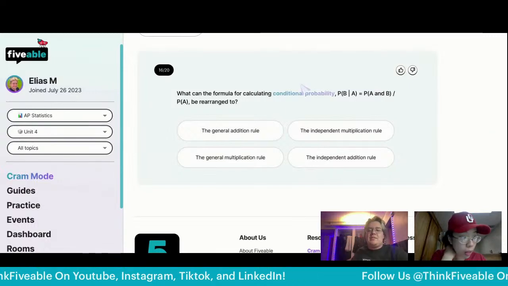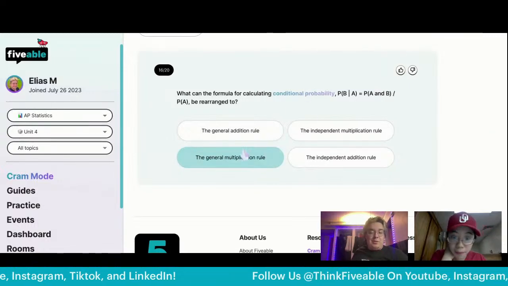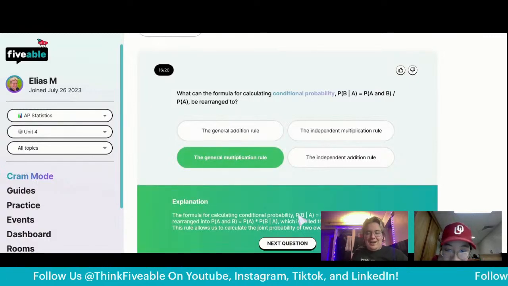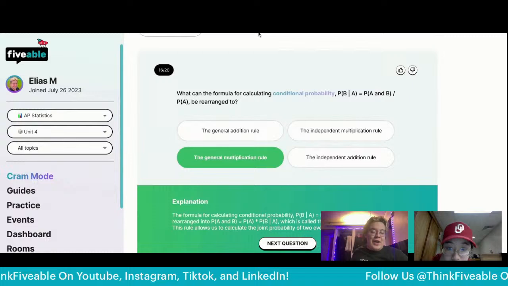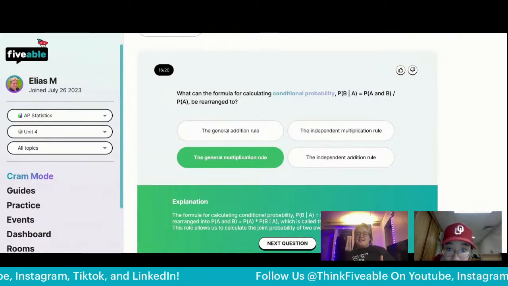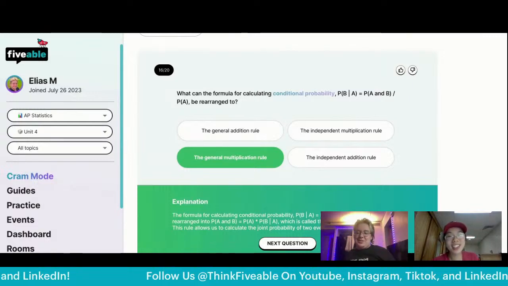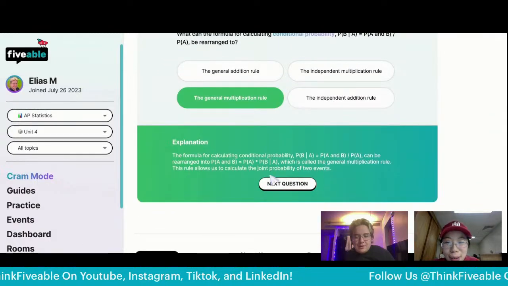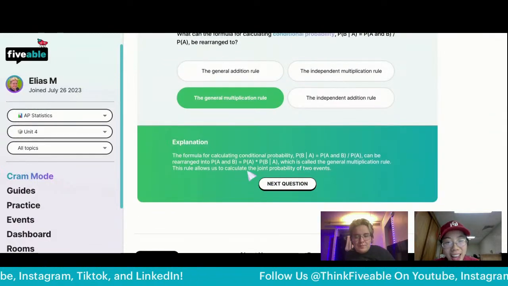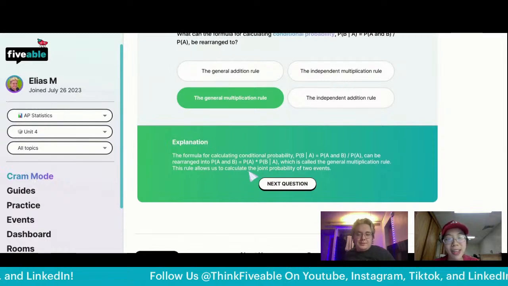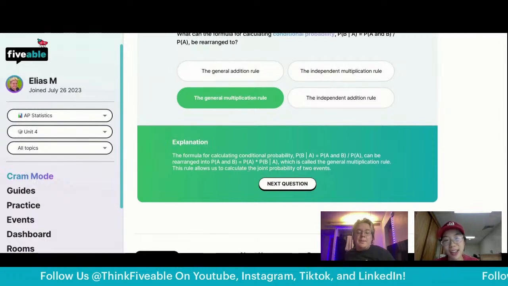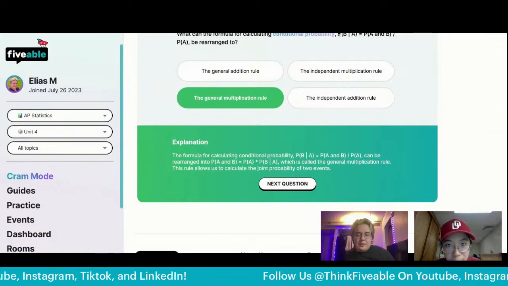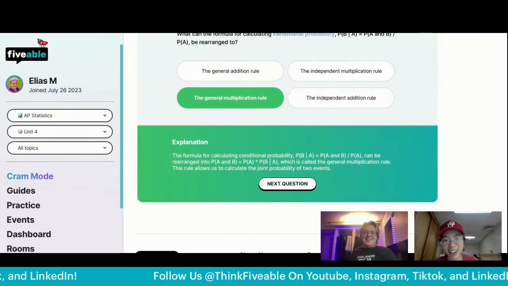Oh, okay. Bleach Boy has a guess of the bottom left. Okay, we're gonna try it out. Your guess is better than ours right now. All right. Yay! So if you multiply both sides by P(A), you get P(A) times P(B given A) equals P(A and B), which is the general multiplication rule because it gives you the P(B given A). There you go.